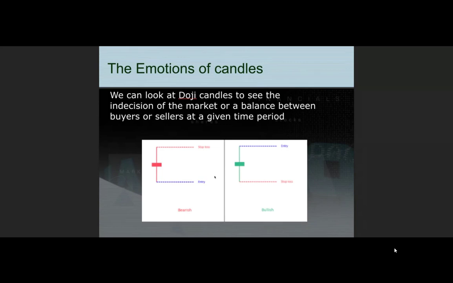Now, a doji after a long run of momentum where we had a large uptrend and then we see that indecision, that can say, hey, this might be a time where the sellers are starting to keep up with the buyers, and that buying pressure will not be enough to raise this price.